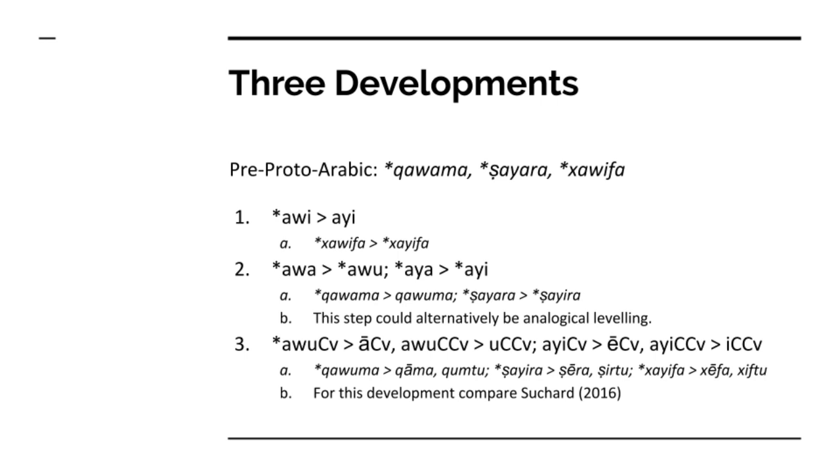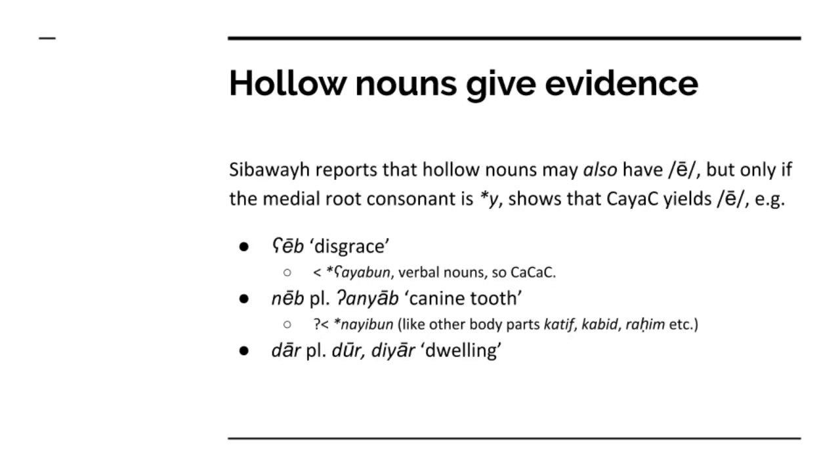Now, there's some reason to actually think this based on the hollow nouns. Sibawayh also reports that hollow nouns have an a, but here he says you don't look at the first singular form of the verb, because there's no first singular form of the verb. You simply look at what the root medial consonant is. It's very rare in nouns, and that's simply because of the shape of the noun, which is kind of rare. But we have a couple of examples.